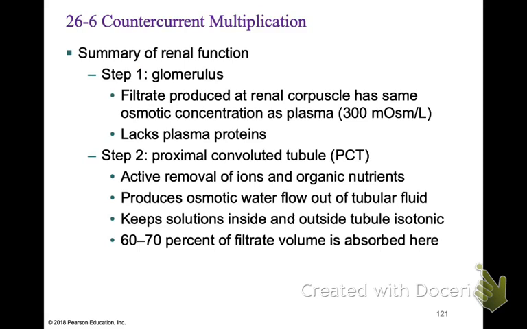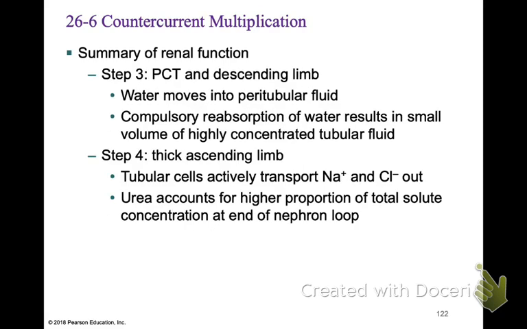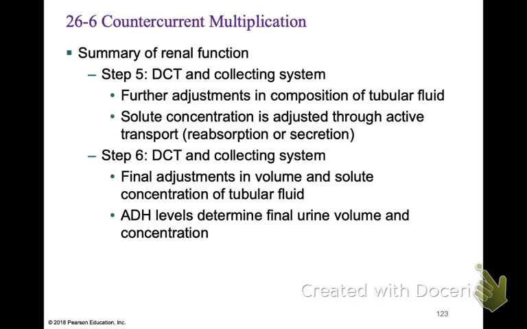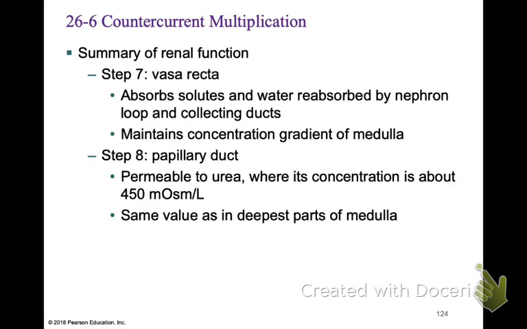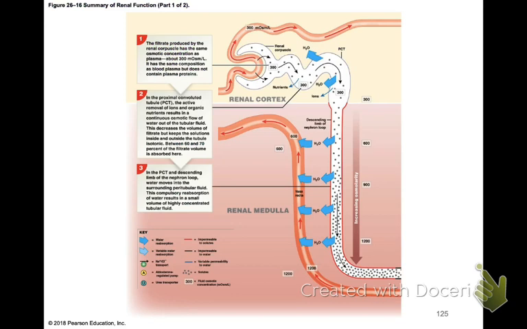Okay, so we've got a summary here. I think I'm just going to leave you to read through that. I don't need to read that to you. But basically this is just pulling all of the steps together. And we end at the papillary duct, and that is where we're going to pass into the minor calyx. And again, humans cannot alter urine concentration or composition or volume after that point.